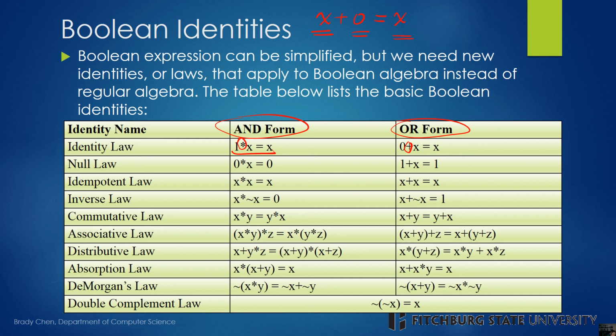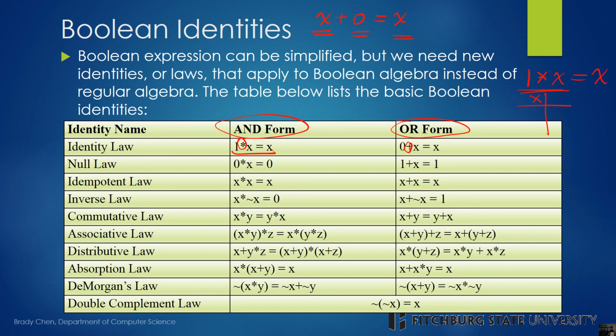So let's take a look at the first one. The identity law says 1 and x is always the same as x. We can prove this by using the truth table. On the left side, what's the truth table? There's one variable, which is x, so we can pick the value of x.